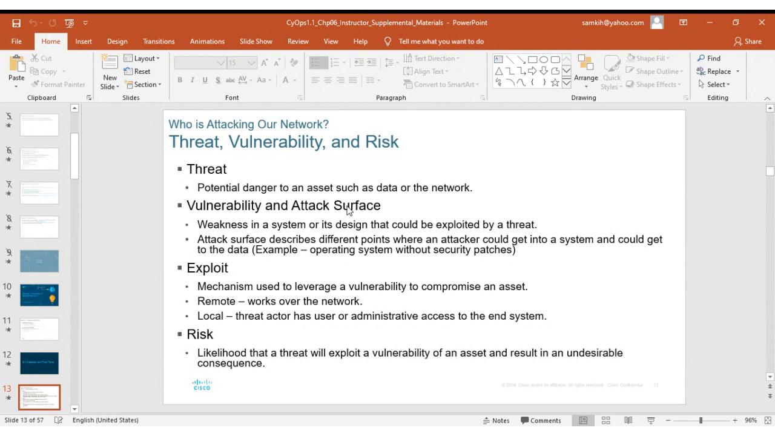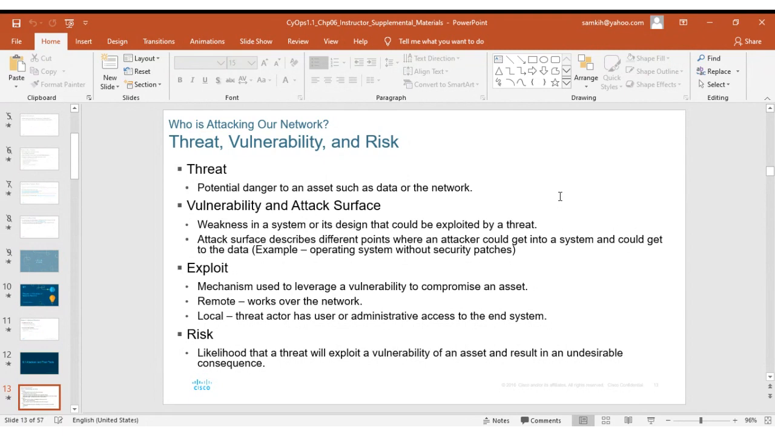Vulnerability and attack surface. A vulnerability is a weakness in a system or its design that could be exploited by a threat. Probably you are using a very simple password, or a site that people can easily attack or gain access to. Especially in case you are creating a website, and after hosting you are using HTTP. If you're using HTTP and I use a very simple application like Wireshark, it's very easy for me to see your password and username, and even be able to log into your system.